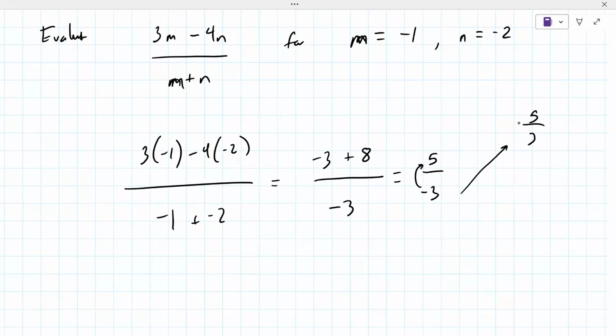Reducing that, the negative comes up to the top. It's the preferred way of writing it. So -5 thirds. Okay. Let's do one more of these, and then we'll actually get into some slope problems.